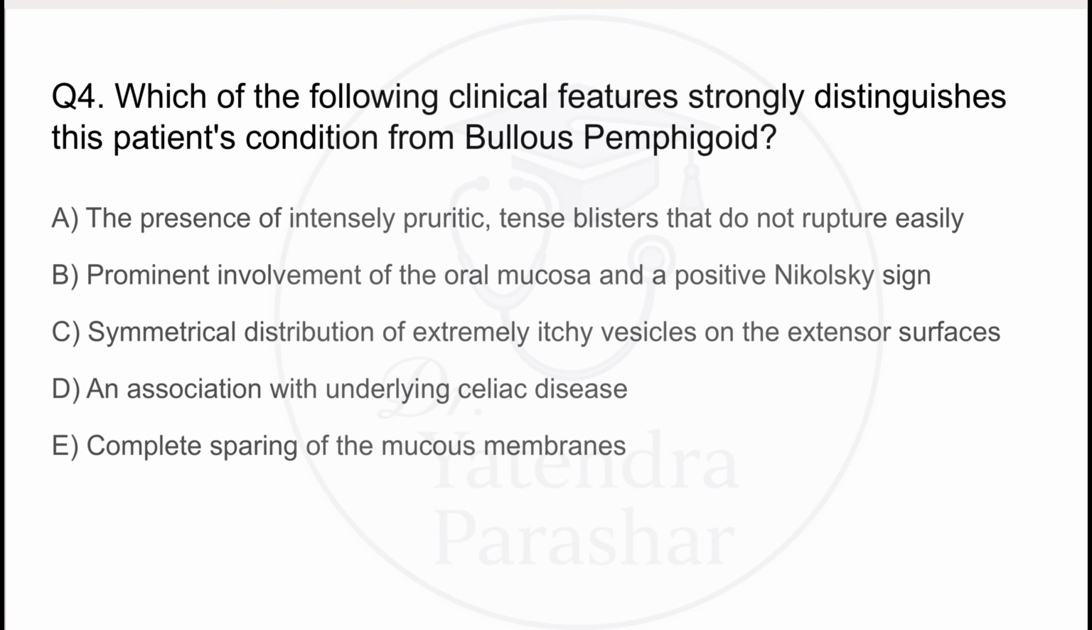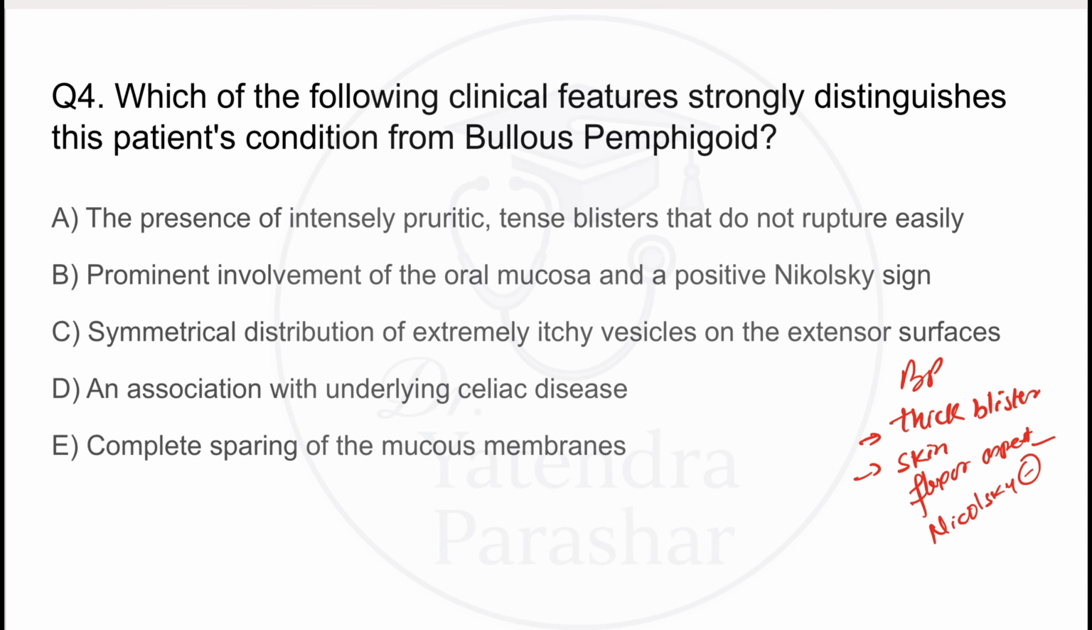Let's see question number 4. Which of the following clinical features strongly distinguishes this patient's condition from bullous pemphigoid? So bullous pemphigoid has a thick blister which usually does not involve the oral mucosa and involves the skin mainly, and these are seen in the flexor aspects of the body, and Nikolsky sign is negative.